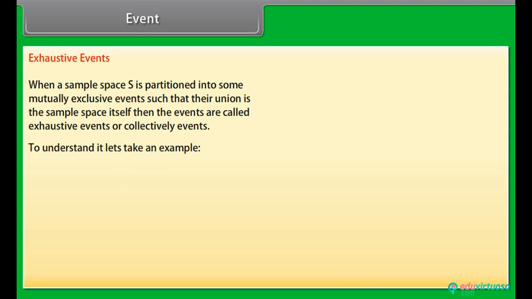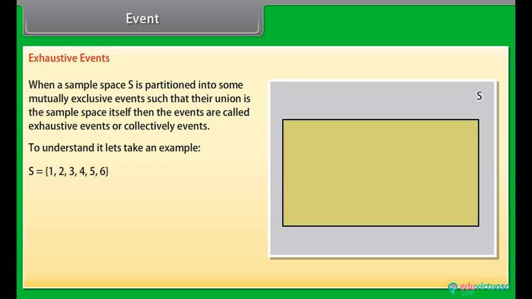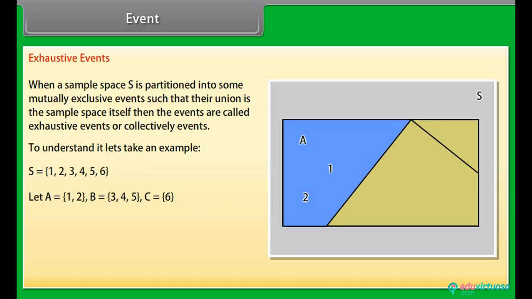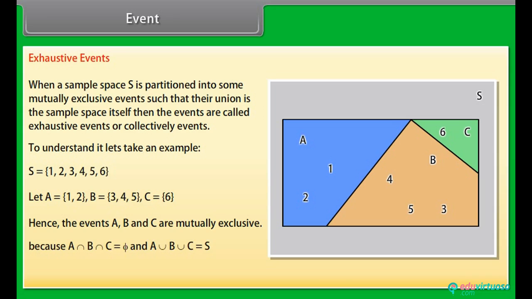To understand it, let's take an example. S = {1, 2, 3, 4, 5, 6}. Let A = {1, 2}, B = {3, 4, 5}, C = {6}. Hence the events A, B and C are mutually exclusive because A intersection B intersection C is equal to phi, and A union B union C is equal to S. So the events A, B and C are exhaustive events.